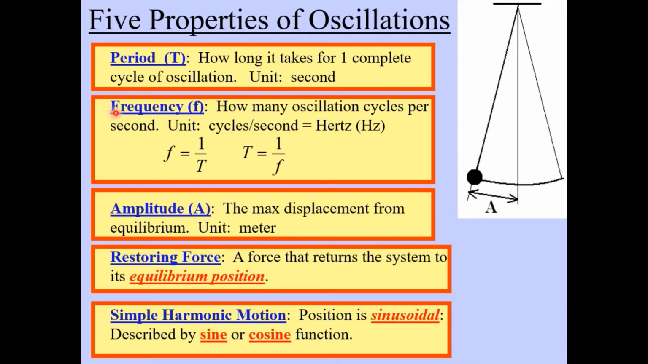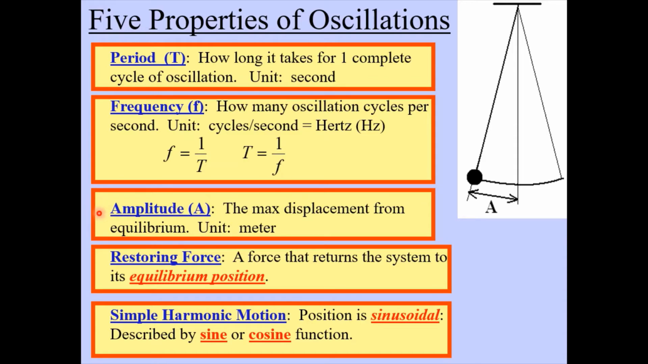And so the unit for frequency is cycles per second, and a cycle per second is called a hertz, which is abbreviated Hz. Now, the interesting thing about frequency and period is that they are reciprocals of one another. So if we know the period, T, we can easily calculate the frequency as 1 over T. Likewise, if we know the frequency, F, we can easily calculate the period, T. T is just equal to 1 over F.